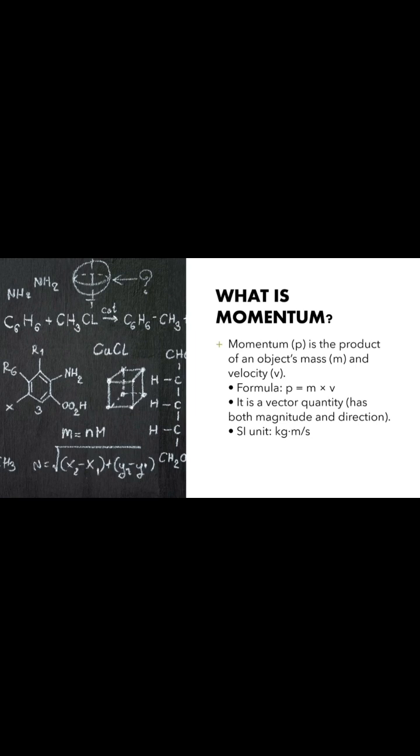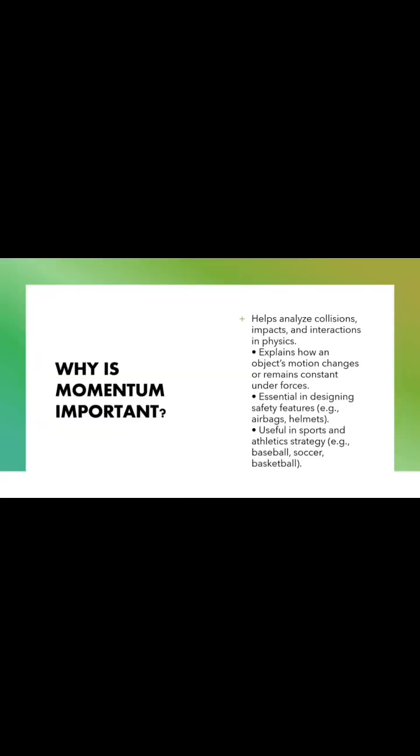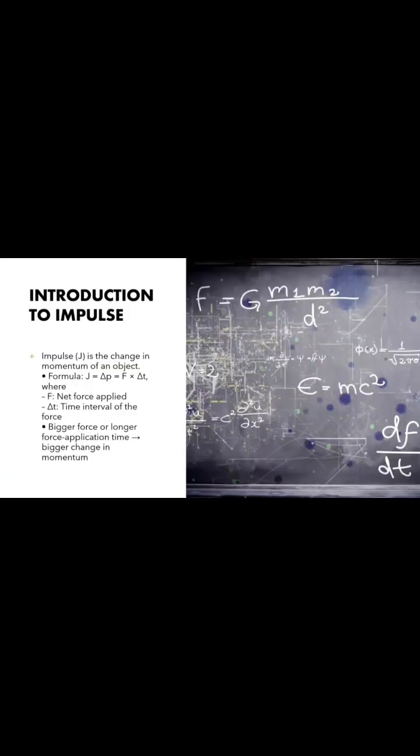Why is momentum important? Momentum is crucial when analyzing motion in physics. It tells us how an object will respond to force, especially in a collision or impact. It's also key to designing safety features like airbags, since we want to manage how fast an object or a person decelerates. In sports, understanding momentum can improve strategies. For instance, a player can use momentum to transfer maximum force to a basketball or a ball.